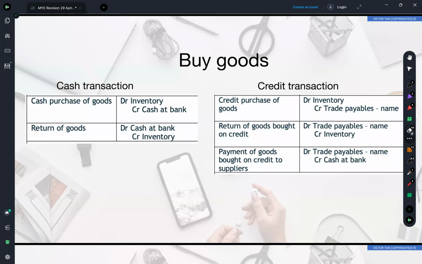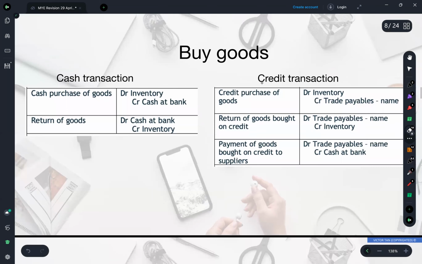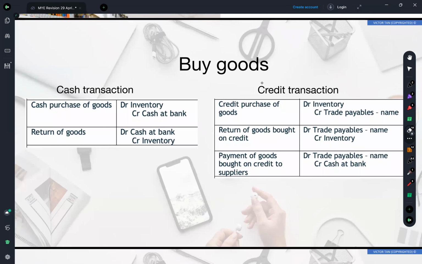You buy already, right? One month later, you need to pay for the goods. So you buy $200 worth of books, and after that, you need to pay the supplier this $200. When you make the payment, you debit your liability and you credit your cash at bank. So you minus off the money from your bank account.